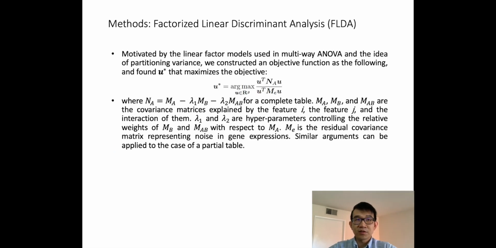We came up with this method, factorized linear discriminant analysis, because the objective function has a similar format to that of linear discriminant analysis. Note here, NA equals MA minus lambda 1 MB minus lambda 2 MAB for a complete table. MA, MB, and MAB are the covariance matrices explained by the feature I, the feature J, and the interaction of them. Lambda 1 and lambda 2 are hyperparameters controlling the relative weights of MB and MAB with respect to MA. MB is the residue covariance matrix, representing noise in gene expressions.